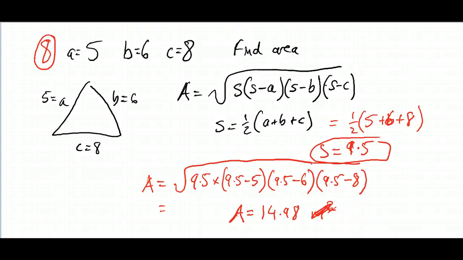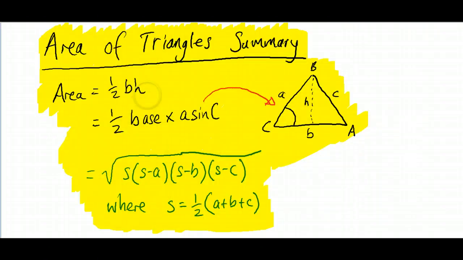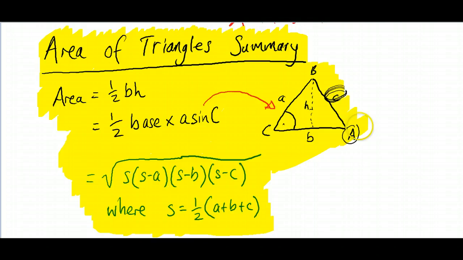Okay, let's wrap this up with a summary. Okay, so here's a summary of what we've covered. The formulas for the area that we've looked at are half times base times height, half times base times a sine of angle C, where you're in a situation like this, you know angle C, you know side A, and it allows you to find this side H. So not this side, this distance H. And of course you could rearrange that. You could make it, instead of having A sine C, you could have C sine of A.